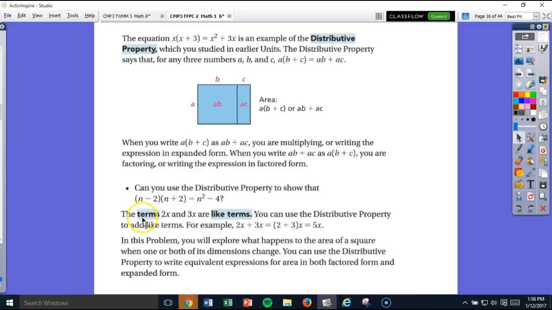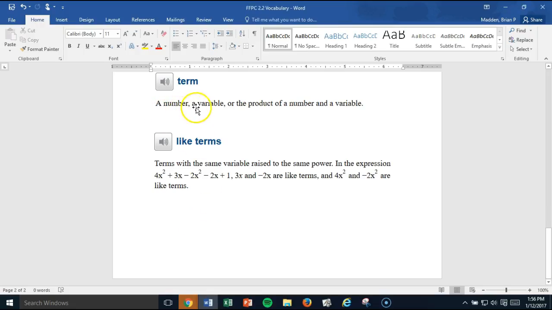Next, we're going to talk about terms. The terms 2x and 3x are like terms, and we can use the distributive property to add like terms. The definition of a term is any number, a variable, or the product of a number and a variable, and like terms are terms with the same variable raised to the same power. So in the expression 4x squared plus 3x minus 2x squared minus 2x plus 1, this 4x squared and the negative 2x squared are like terms. They can be combined. 3x and negative 2x are like terms. They can be combined.